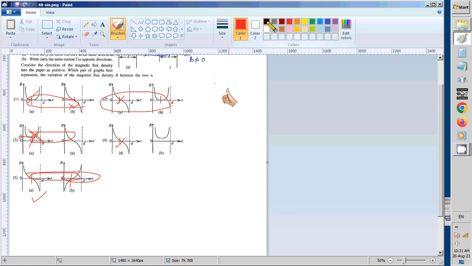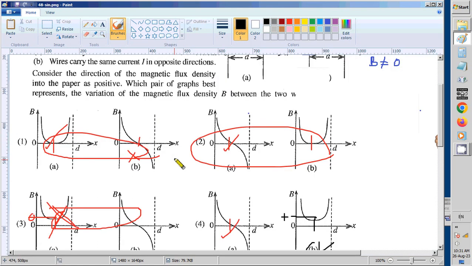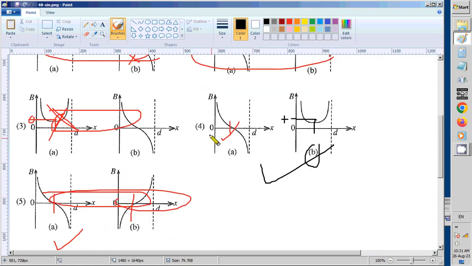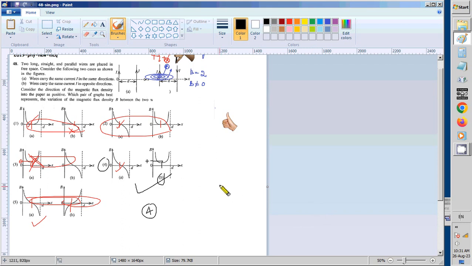So finally, children, this one is the correct one, because it has a positive value in this B graph. So this one is correct. So the answer is the fourth one. I think you understand. I think you are happy.